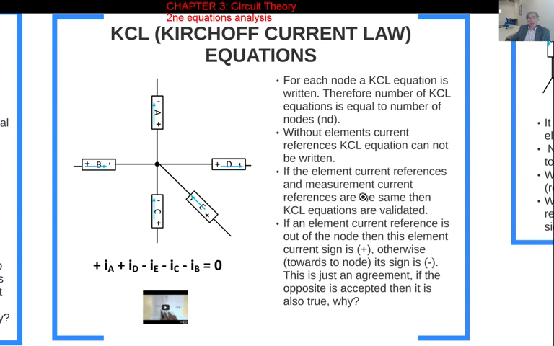If the element current references and measurement current references are the same, then the KCL equations are validated. We haven't explained this yet, but if you write Kirchhoff current law equations, you can validate them afterwards, if you do the measurement of these element currents according to that reference. Then it is validated. That's why we need these references.